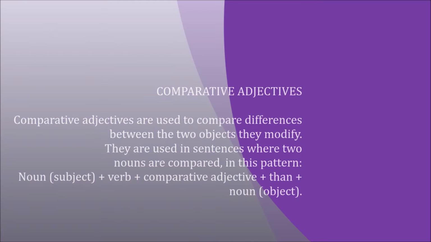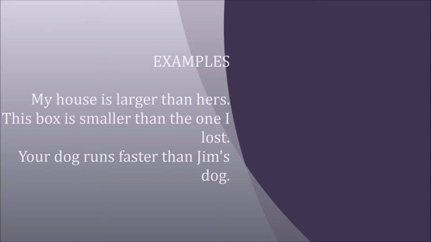First, comparatives. Comparative adjectives are used to compare the difference between the two objects they modify. They are used in sentences where two nouns are compared in this pattern: noun, subject, plus verb, plus comparative adjective, plus than, plus noun. For example, my house is larger than hers. This box is smaller than the one I lost. Your dog runs faster than Jim's dog.